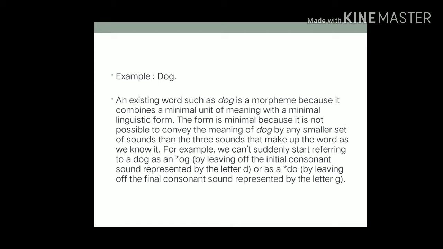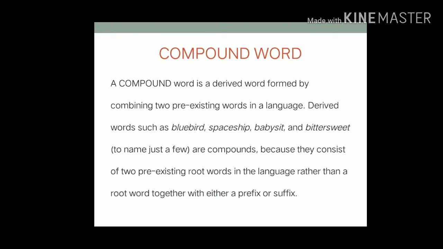So after we learn about the morpheme, we will talk about compound word. A compound word is a derived form made by combining two pre-existing words in a language. So a compound word combines two words into one and makes a new meaning. Derived words such as bluebird, spaceship, babysit, and bittersweet are compounds because they consist of two pre-existing root words in the language rather than a root word together with either a prefix or suffix.